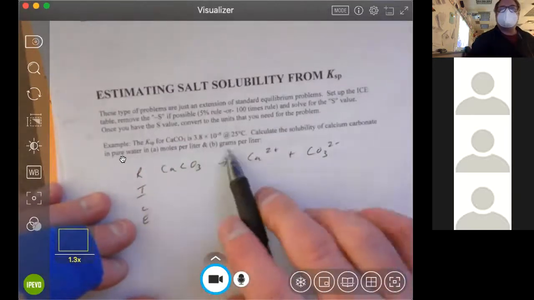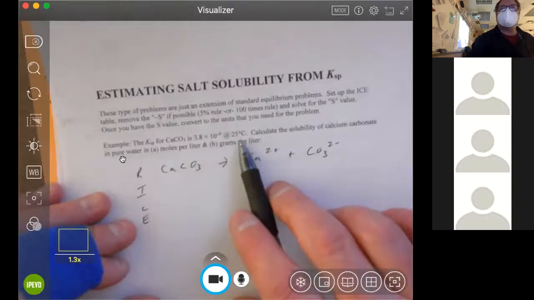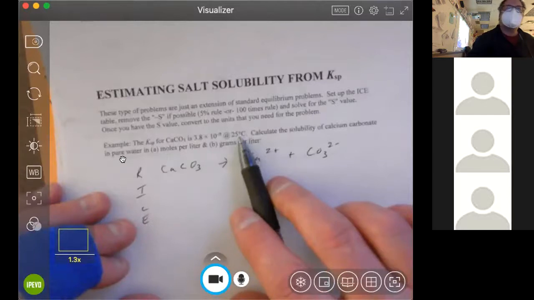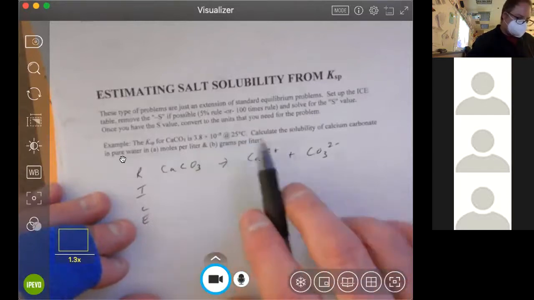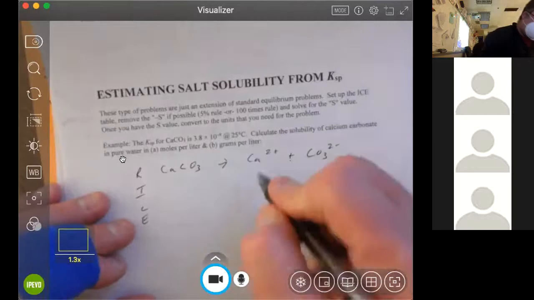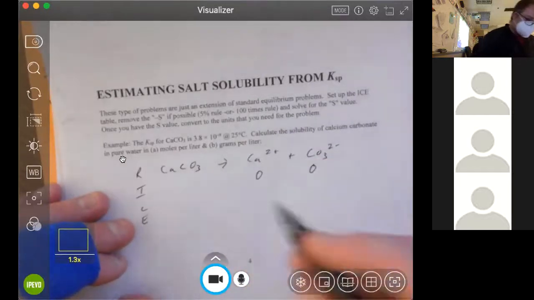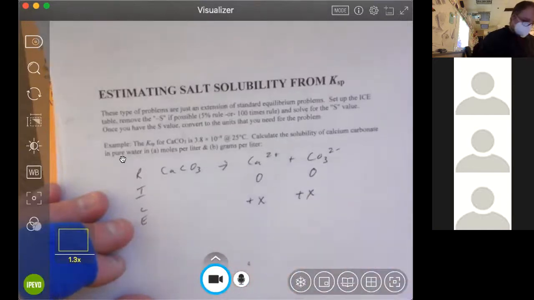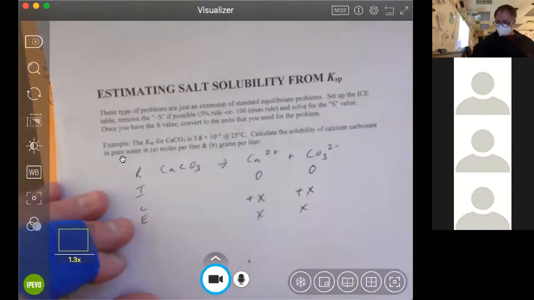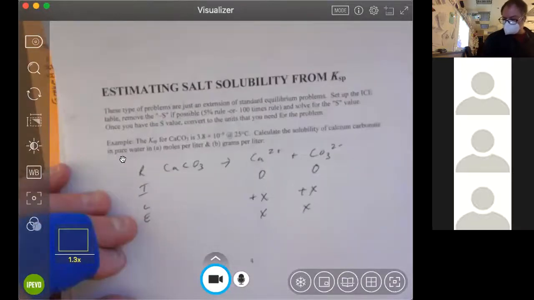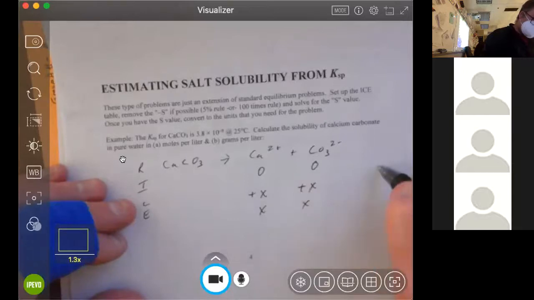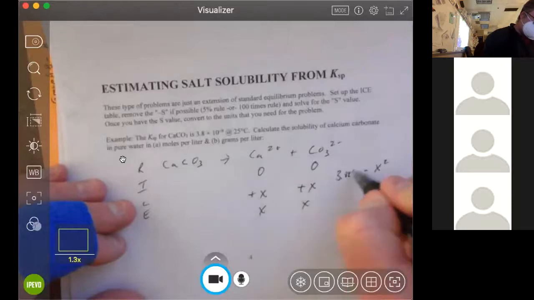initial, well, again, we're pretty good here. We don't have any issues. We're at standard temperature, and here is the KSP. We don't have any pre-existing things, so both of these are 0. So the change will be plus x and plus x. That makes it x and x. So that means that we will get x squared equals 3.8 times 10 to the negative 9.